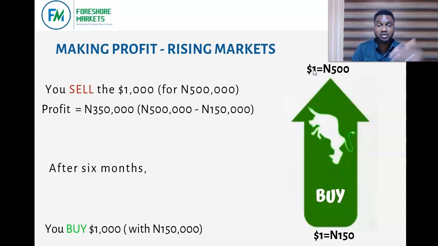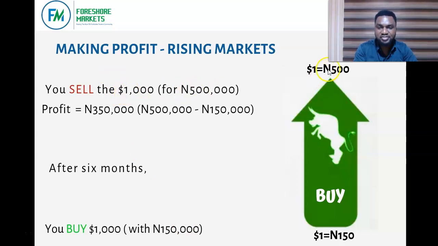Okay, remember our video on supply and demand. I've talked about so many factors why this exchange rate fluctuates up and down. So let's say after 6 months, this exchange rate moves from 150 to 500 naira to $1. And so as a smart investor, as a smart trader, you already see that the value of your portfolio, your equity, has appreciated. Then you decide to sell the same $1,000 which you bought at 150,000 naira.